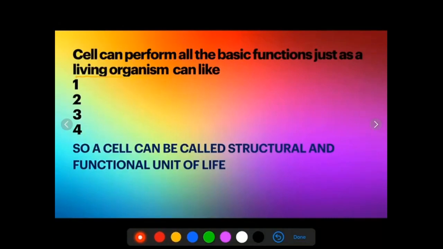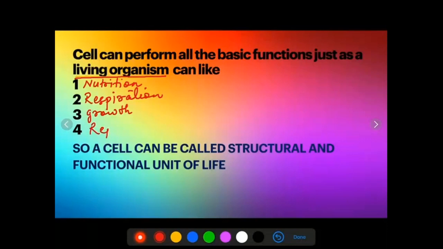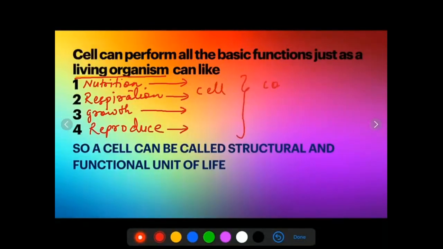A cell can perform all the basic functions just a living organism can. What can a living organism do? What are the functions living organisms can perform? Yes, it needs nutrition. Then what else? It needs respiration. It requires oxygen and for oxidation of glucose. Then what else? It is growth. Living organisms can grow and living organisms can reproduce. So all these functions, a cell also needs nutrition, a cell also needs respiration, a cell can also grow, a cell can also reproduce. So this can be done by cell as well as the complete organism.